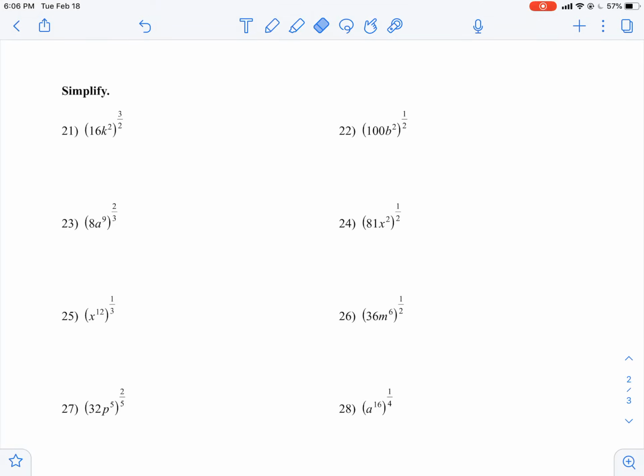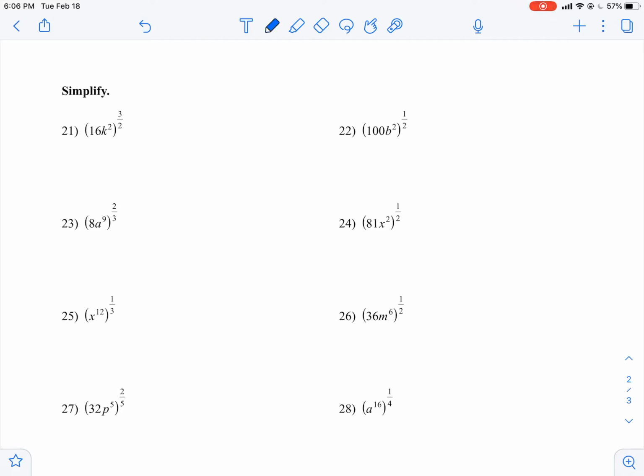Okay, so welcome to part 2. And now we're going to take the two rules that we just did, changing from a radical to a rational exponent and a rational exponent to a radical, and we're going to use that to simplify. So let's go ahead and get started here.